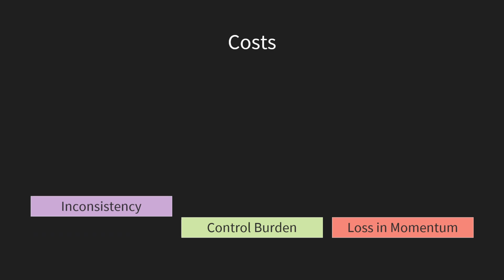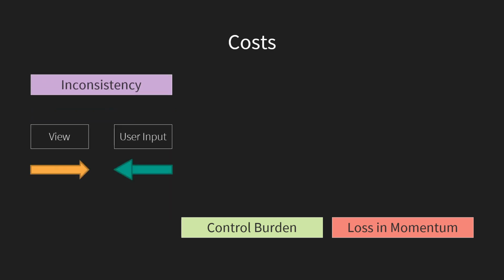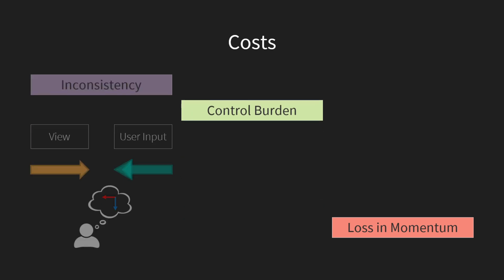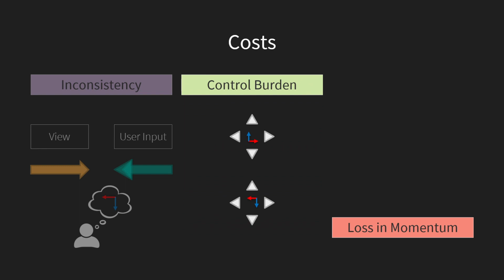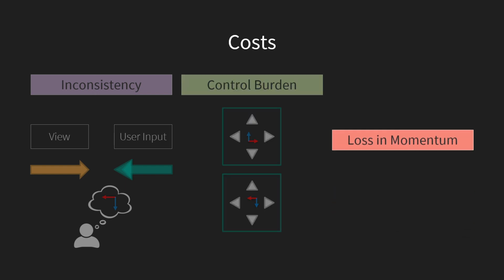We've already discussed the inconsistency that can sometimes exist between the view and the direction of user input, which requires additional mental transformations for control. This can increase the user's cognitive load and reduce task performance. The second cost is the control burden associated with selecting the control frame that the user wants to use from the available options. The user has to indicate when and which control frame they would like to select. This is an additional input that the user must provide to the system to be able to switch between multiple control frames.